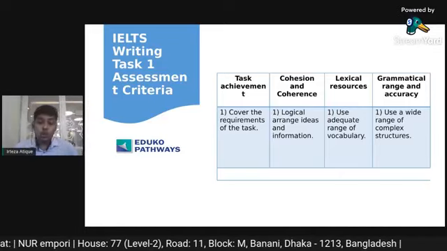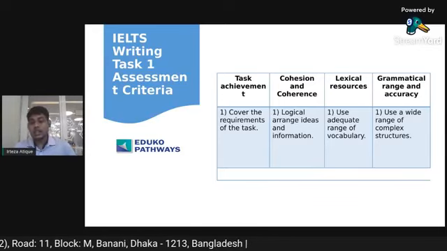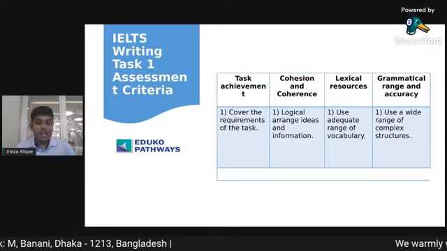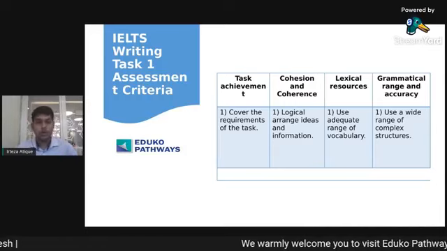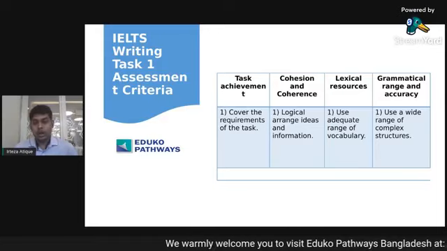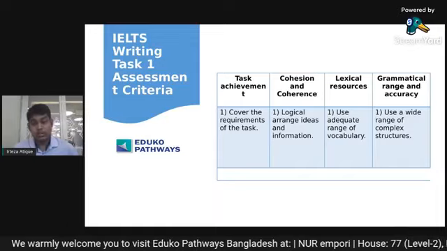And then moving on to cohesion and coherence, what is it? This is basically logically arranging your ideas or information. So there has to be a flow in your report, and that flow will come from the visual. So this is very important.